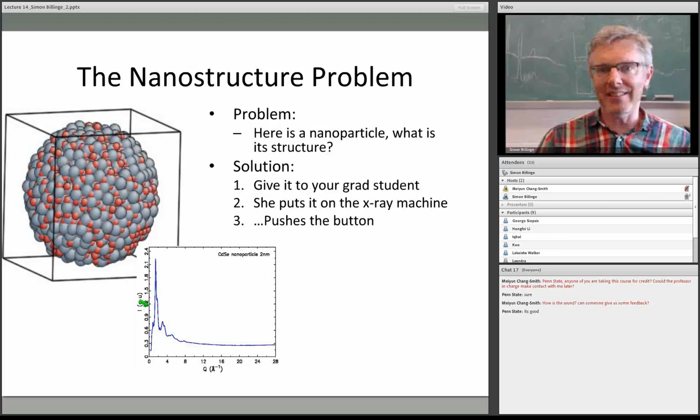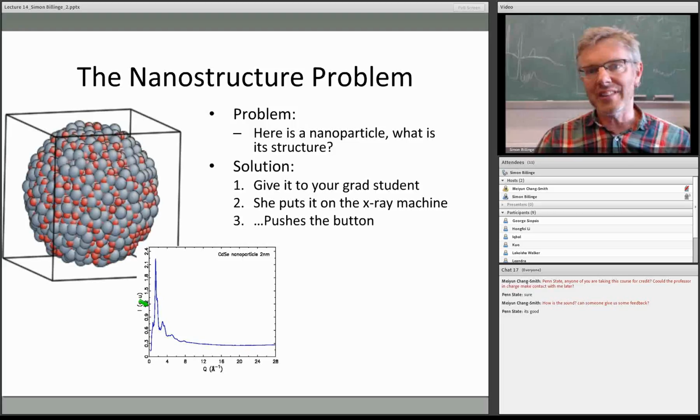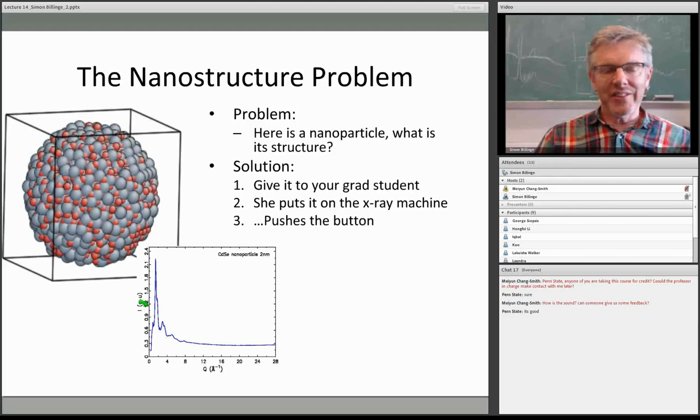And you can see it's just a series of broad bumps. It's not a structure. The structure would be a set of coordinates telling you where every atom is on that ball up there. So this is the nanostructure problem, and whereas the crystal structure problem is a solved problem, the nanostructure problem is not a solved problem. It's essentially unsolved, and this is the one that we're working on, and we're very interested in working on.